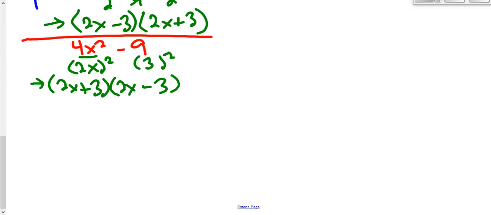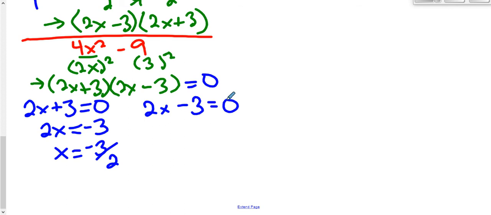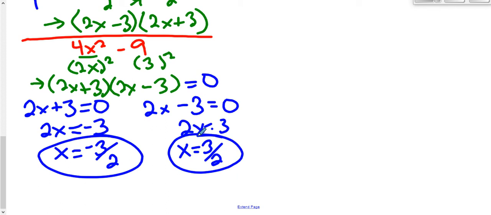No matter which way we factored, we would get the same factors here. Last step is to set them equal to 0. So 2x plus 3 equals 0. We would have to subtract 3 from both sides. 2x is -3, and then divide by 2. X is -3 over 2. We can do the same thing for this factor. 2x minus 3 equals 0. Add 3 to both sides. 2x is 3. And divide both sides by 2. X is positive 3/2. So I have these two answers for my first equation.